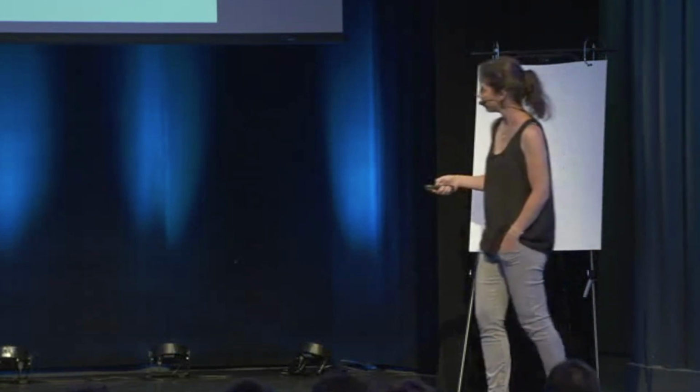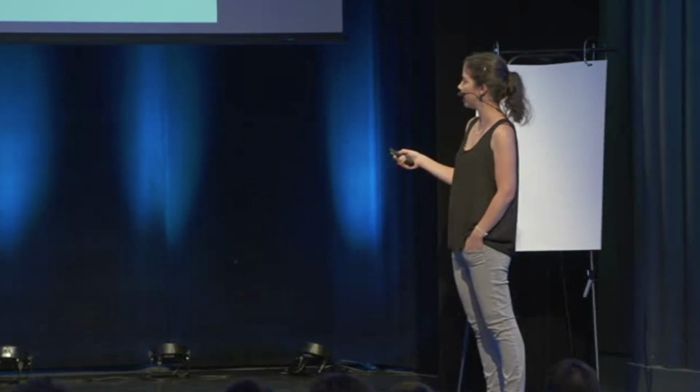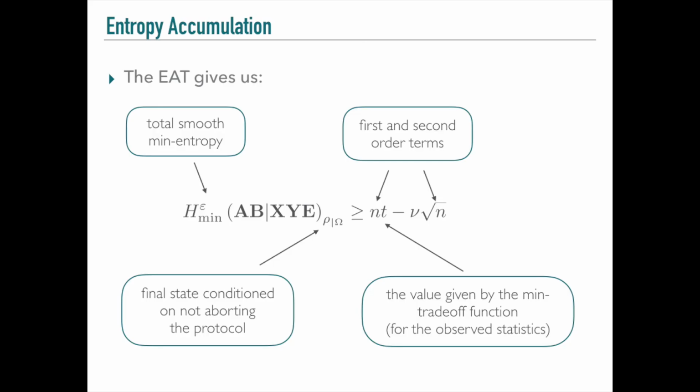Okay. So then what we get in the end of the day, again, I didn't write the entire theorem, but what we get in the end of the day is this. We get a total smooth min entropy, evaluated on the final state at the end of the protocol, conditioned on not aborting. Then we have these two terms, the first and second order term, as we wanted. The first one is linear in n, the second one is square root n. And this t is the value which is given by the min trade-off function for the observed statistics, for the point at which you abort the protocol.